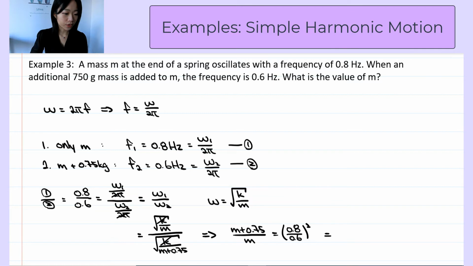Let's do some rearrangement. 0.75 over m equals to 0.8 over 0.6 squared minus 1. So we can solve for mass, m, which equals to 964.3 grams.